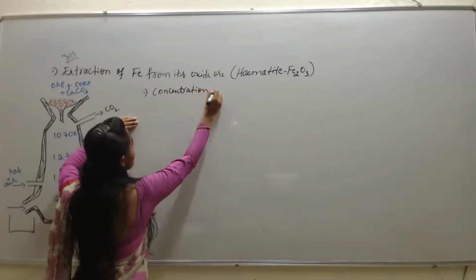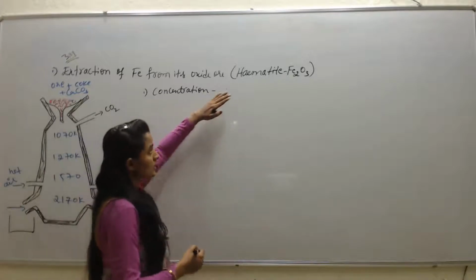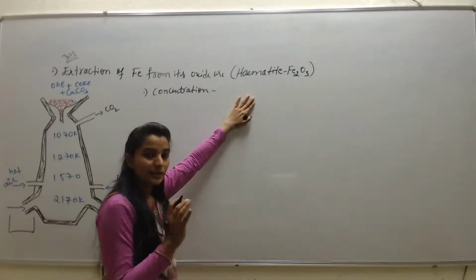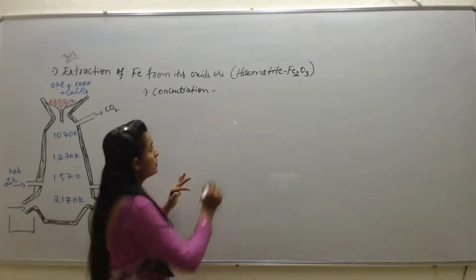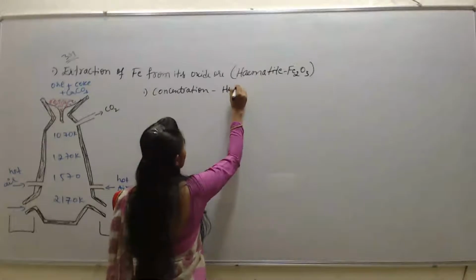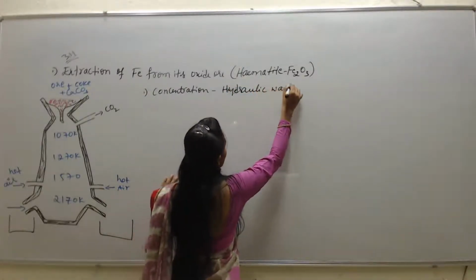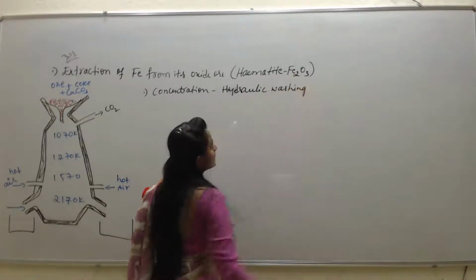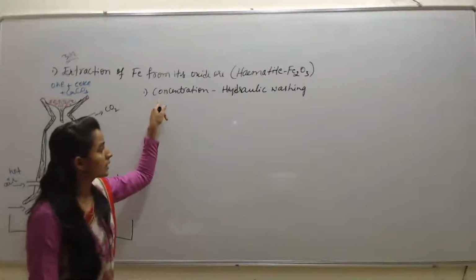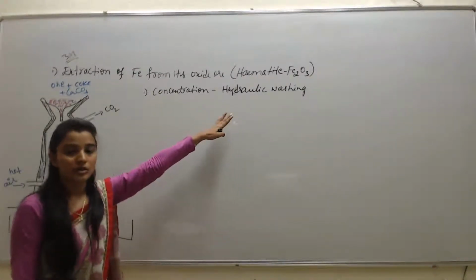This being an oxide ore, the concentration of ore consists of what? Only sand particles, such type of impurities they have. So the concentration process is hydraulic washing. Students, it is not given in the NCERT textbook how this process takes place. So the concentration technique used to concentrate this hematite ore is hydraulic washing.